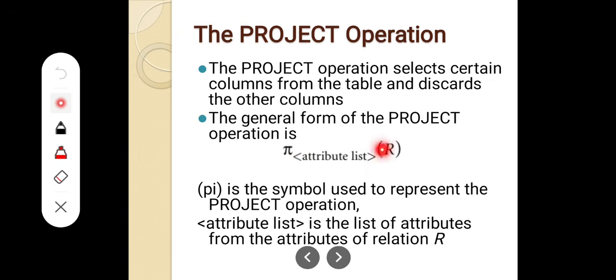So pi, attribute list, of R. So pi is the symbol used to represent the project operation. The attribute list is the list of attributes from the relation R. Okay, this is its form. Clear? So the project operation is for selecting, projecting, the attribute list or columns. The select operation is for selecting the tuples.